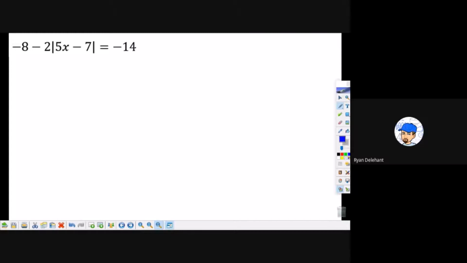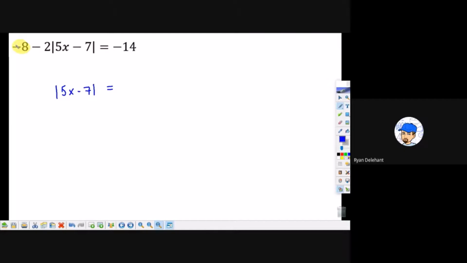Now, why I think this one will probably be the most complex is because of the way this is written. Because we usually don't see that -8 up there in the front of that -2. We usually see this written after the absolute value, the way that we had seen the transformations. But we need to work this down so that we just have 5x minus 7 equal to a number so that we can split this up. So that means we need to use our algebra skills here to get rid of this stuff.